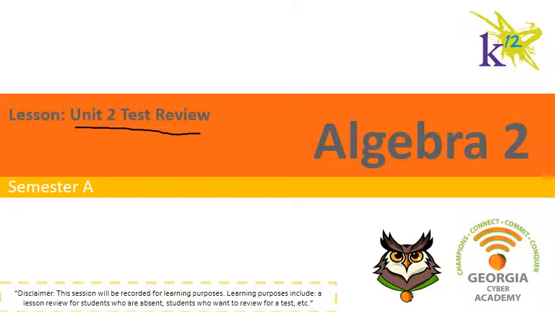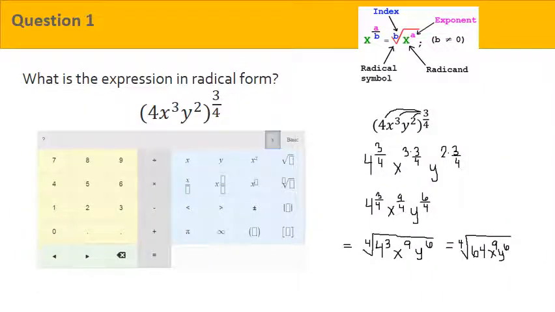All right, so here's question 1. What is the expression in radical form? To do this, you're going to distribute that 3/4 in the fraction to every one of those fractions.